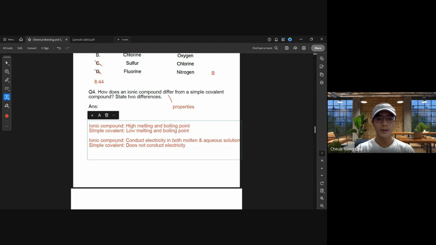Okay, there's one more difference. If you wrote this one, it's also correct. So ionic compound is soluble in water, insoluble in organic solvents. Simple covalent, soluble in organic solvents, insoluble in water. Right. So any 2 of these 3 differences is accepted.